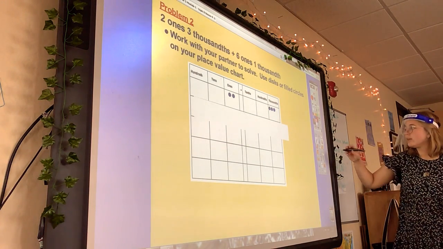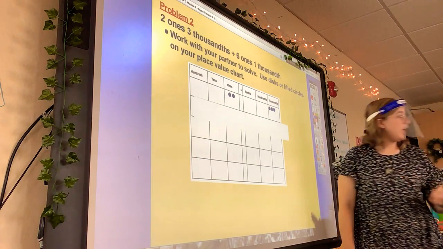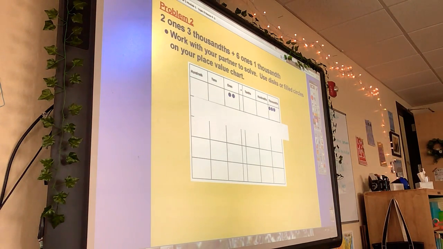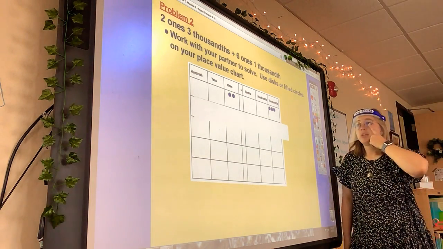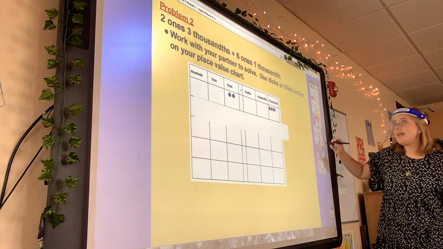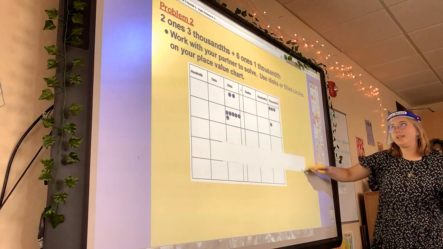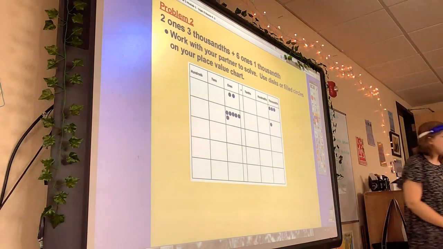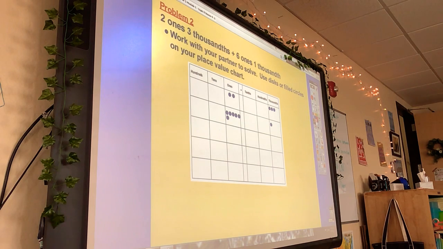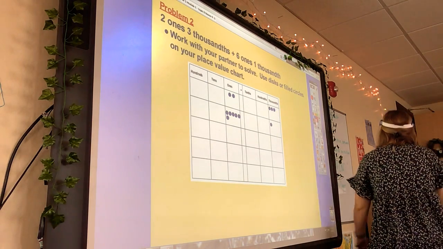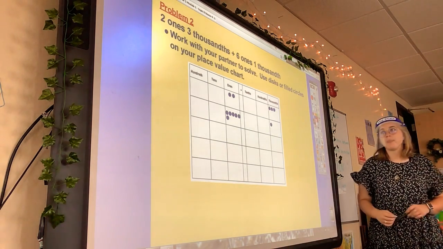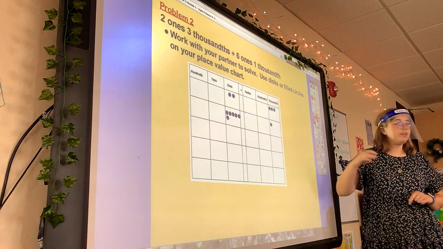Everybody have that? So now draw a line if you have the other place value chart, the long one without all the boxes. If you have the one with all the boxes, that's fine. But draw a line so you're separating them. And now put on a separate line 6 ones and 1 thousandth. Don't worry about making it pretty. We're just focusing on the math part. Doesn't have to be perfect. Everybody have 6 ones and 1 thousandth on there now?